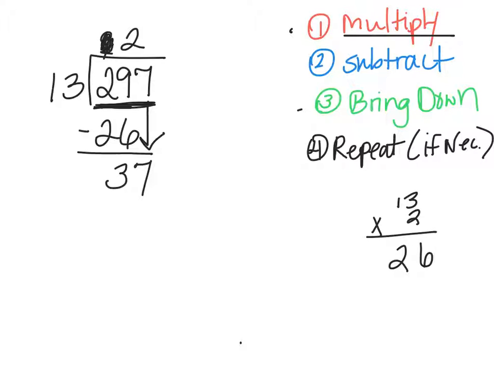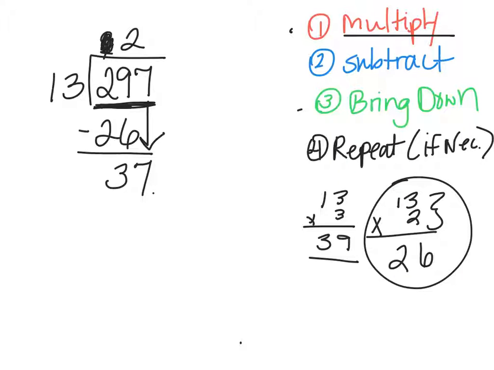Guess and check. Okay, so I know 13 times 2 is 26. Let's just try 13 times 3. 3 times 3 is 9. 3 times 1 is 3. Okay, 13 times 3 is 39, and 39 will not fit into 37, so we're going to use 2 again. 13 times 2 is 26. That was our multiplying. Now we're subtracting again. 37 minus 26 is 11.